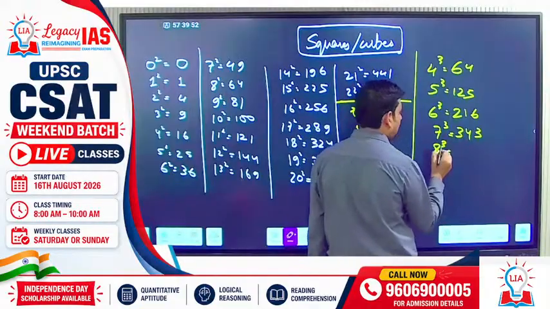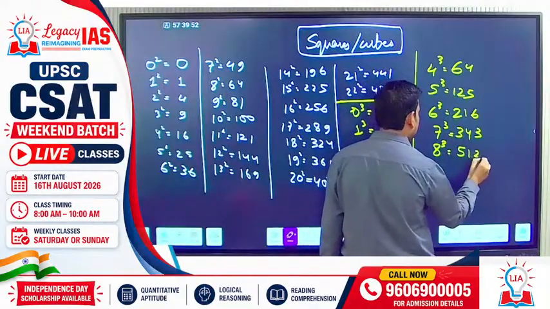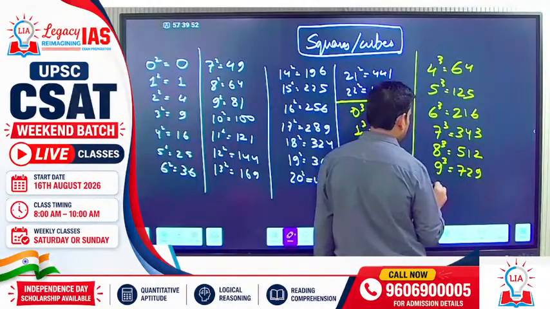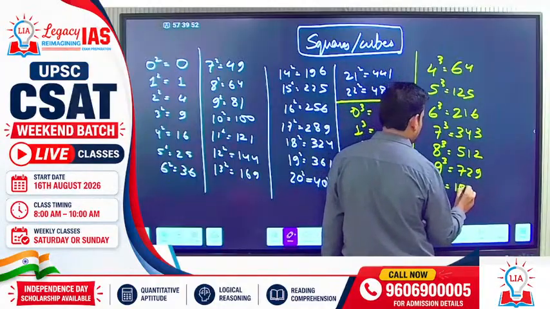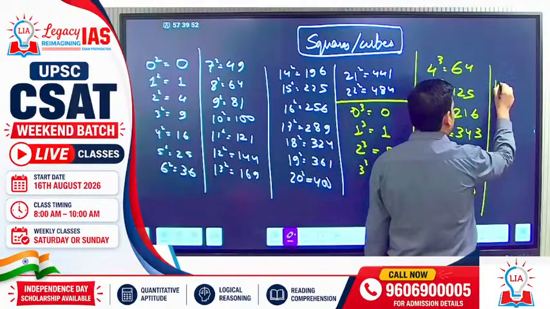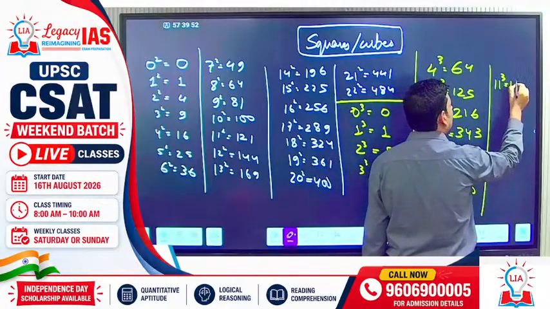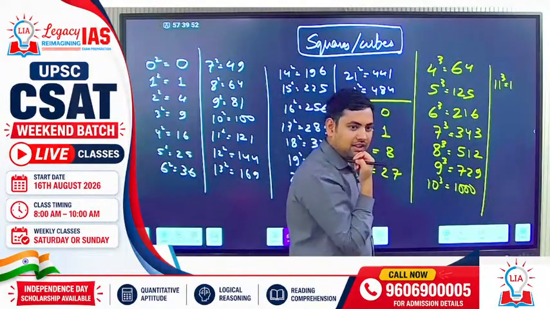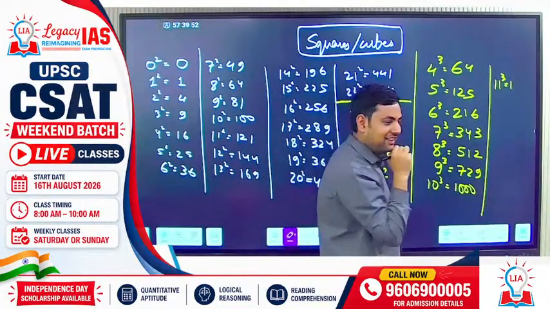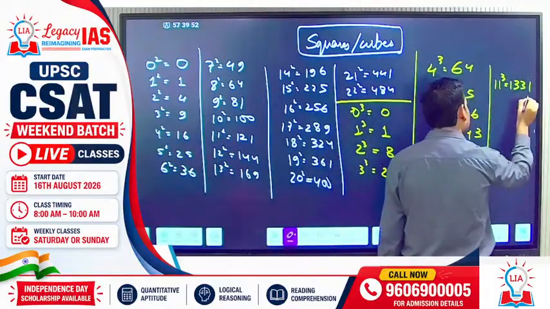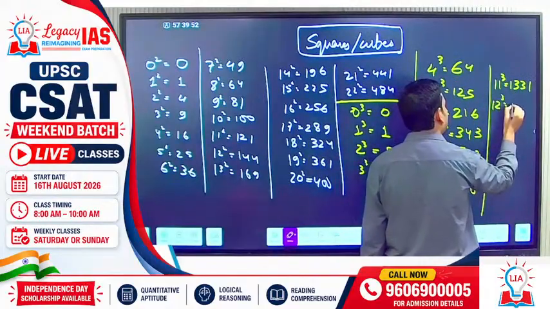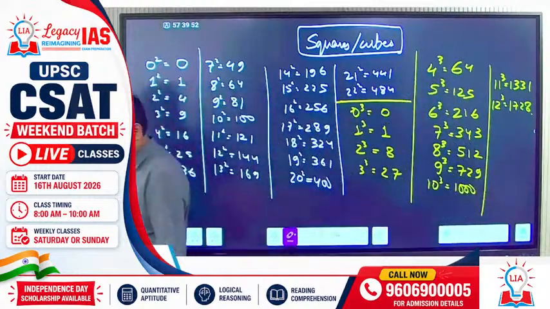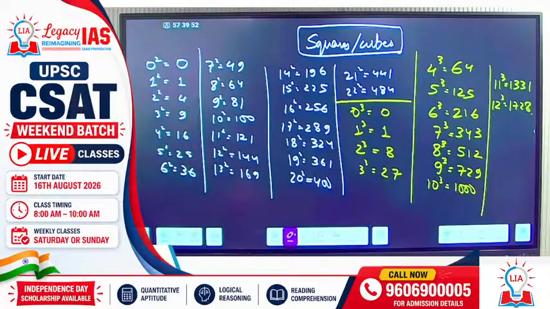8 cube, 512. 9 cube, 729. 10 cube, 1000. 11 cube, what is 11 cube? 1,331. Yes. 12 cube. That's it. This much at least you have to remember.